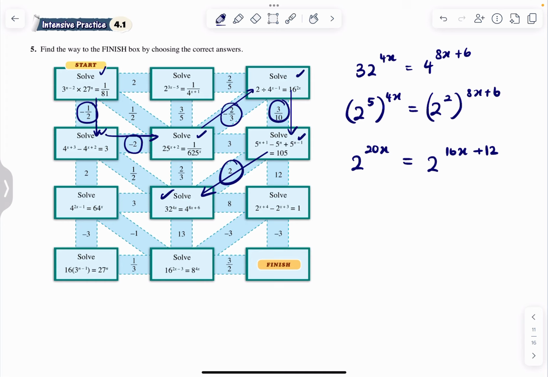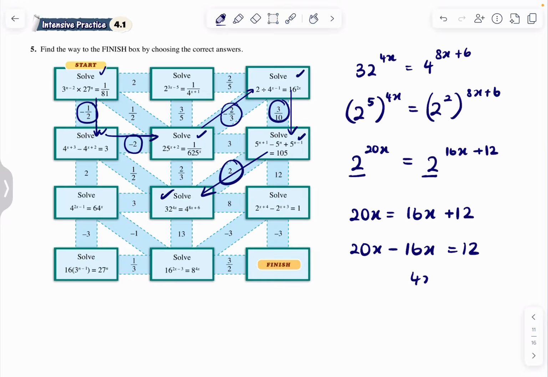Right, so now we can compare the powers since the base are the same. So 20x is 16x plus 12. So 16 we bring over this side. 20x minus 16x is 12. So 4x is 12, therefore x is 12 over 4, x is 3. So from here, this is the answer, we go this way. Now we are here.